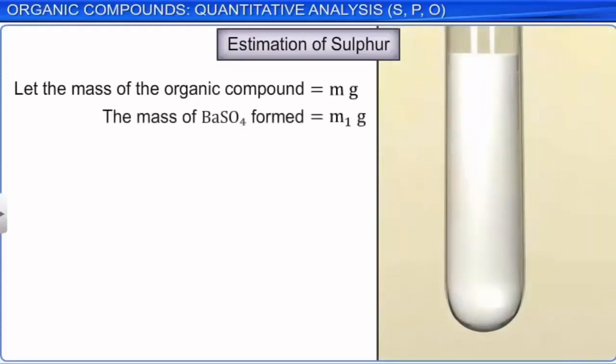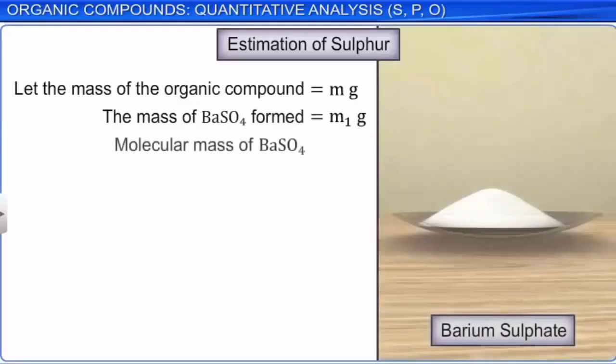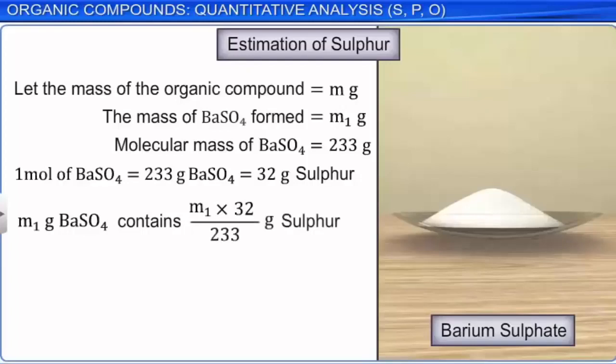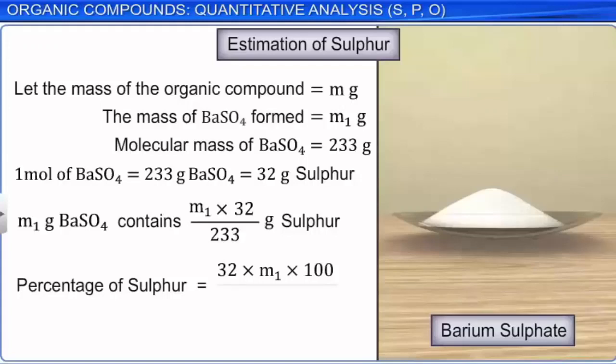We know that the molecular mass of barium sulfate is 233 grams, and the amount of sulfur in 1 mole of barium sulfate is 32 grams. Therefore, the mass of sulfur in m1 gram of barium sulfate is m1 multiplied by 32 divided by 233. Therefore, the percentage of sulfur in the compound is 32 multiplied by m1 multiplied by 100 divided by 233 multiplied by m.